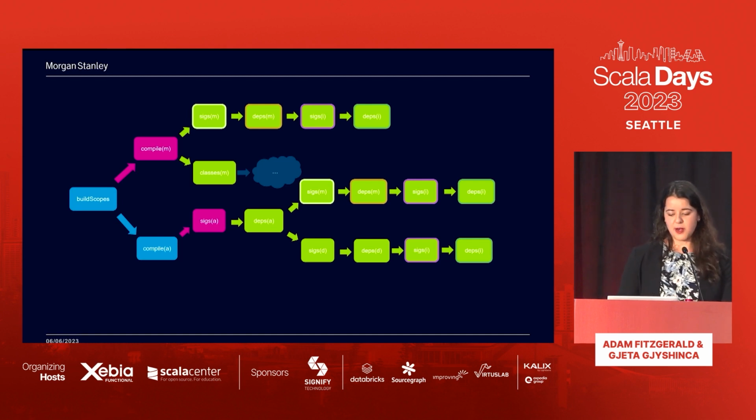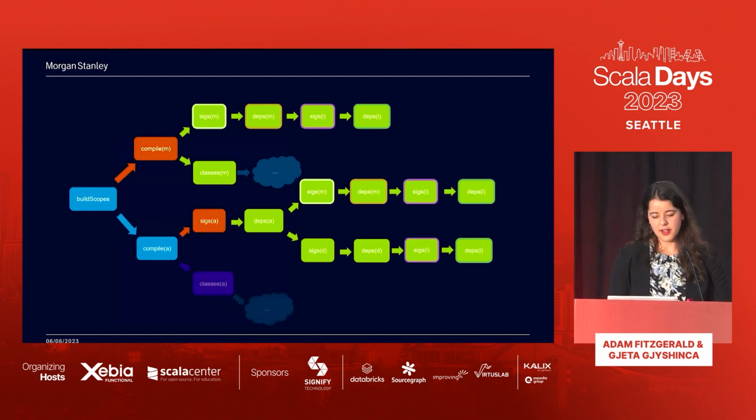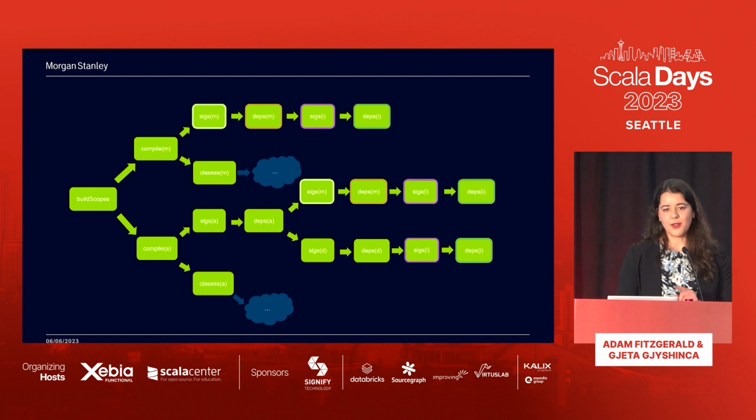But here on the bottom branch, we had more dependencies because app depended on both model and data directly, and it then obviously depended on infra. So once these complete, the classes phase can kick off for the app, and then that completes the compilation of the app, and that fully completes build scopes. But this is still not the full picture.